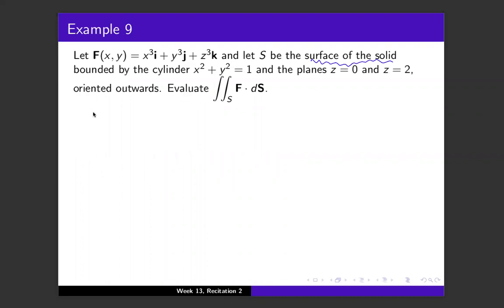Now, can you do this directly? Sure, you can. Is it a good idea? Maybe not, because you're going to have to do this with 3 different pieces, because the surface has 3 different sides to it. So the direct approach has 3 sides.